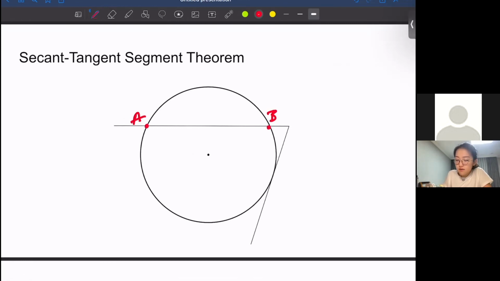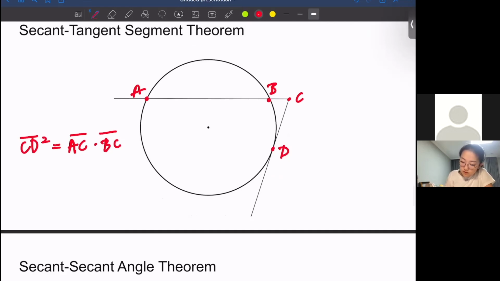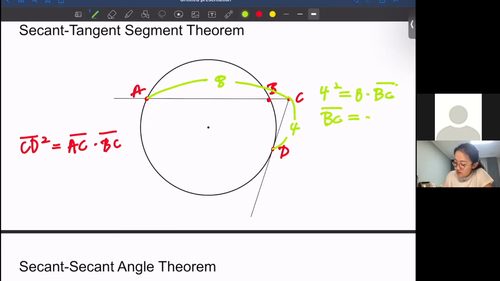We say these are the points that we need. And we're going to say CD squared is equal to AC multiplied by BC. That's the rule. So for example, if we're given that this is 4 and given that this is 8, right? Therefore BC is 2.